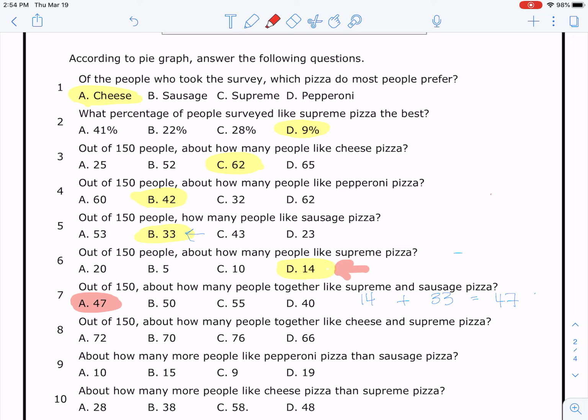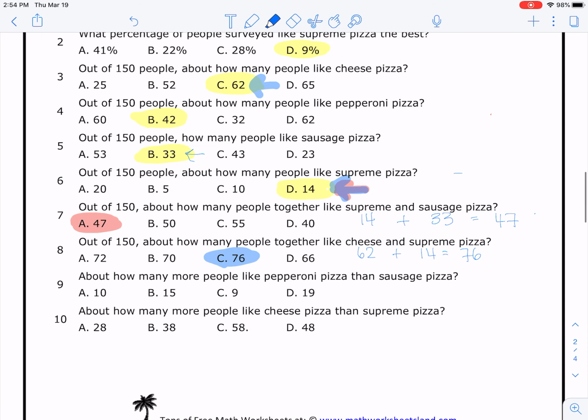Number 8, out of 150, how many people together liked cheese and Supreme? So again, if you look at cheese from the previous question, we said that 62 people liked it. And then for Supreme, 14 people liked it again. So we know that we can just do 62 plus 14, and that gives you around 76. So C would be the answer.